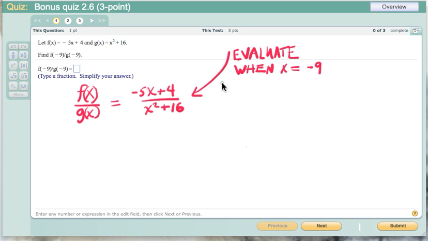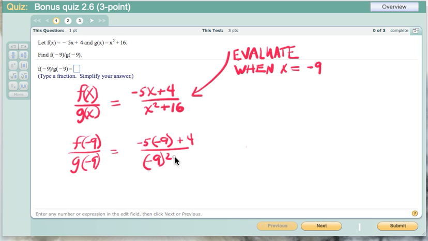And now if I said to you in the first day of class, evaluate this when x is equal to negative 9, you would knock it out. And essentially, that's all this problem is. It's an evaluation problem. And now we're specifically going to evaluate this for x is equal to negative 9, f of negative 9 over g of negative 9. And so I'm going to input negative 9 into this, and I'm going to practice safe math and enclose those negative numbers in parentheses. So I get that on top. And on the bottom I get negative 9 quantity squared plus 16.